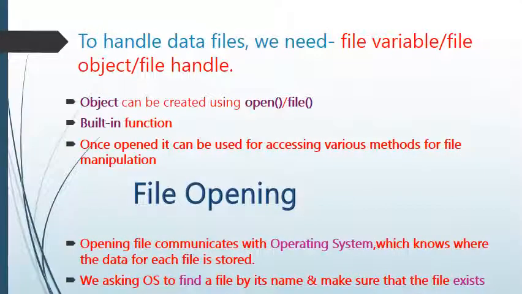To handle data files, we need a file variable. It can be called a file object, or even a file handle. This particular object can be created using the open function, the file function, or even the with statement. Open and file are built-in functions of Python. Once that file is opened, it can be used for accessing various methods for file manipulation.